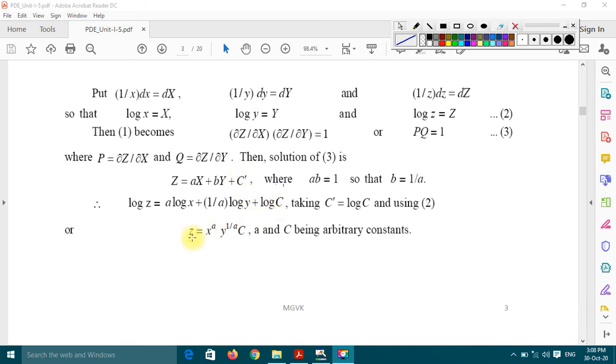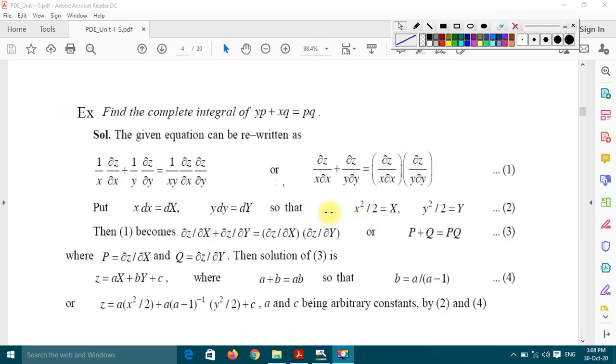So after simplification, we get z is equal to x to the power a, y to the power 1/a, into c, where c is an arbitrary constant. This is our complete integral, or complete solution, of the given differential equation. Now one more problem: find the complete integral of yp plus xq is equal to pq. This problem is the same as the problem we have discussed above, so for practice we discuss such a type of problem again.